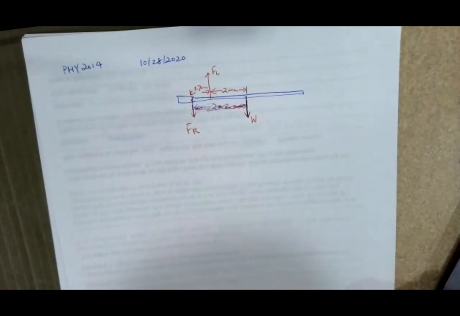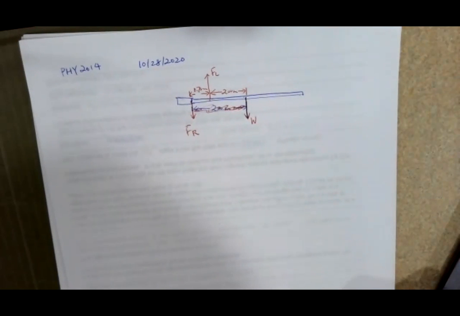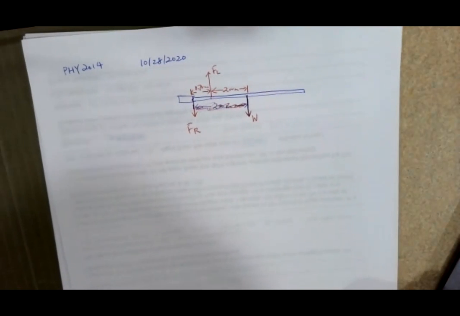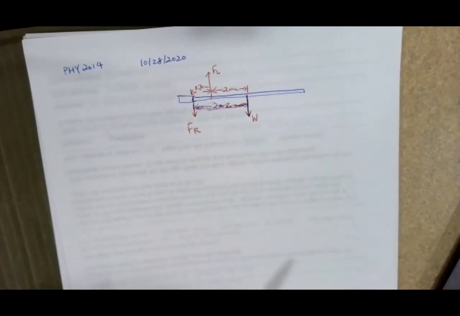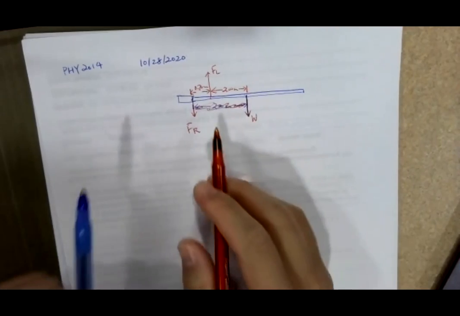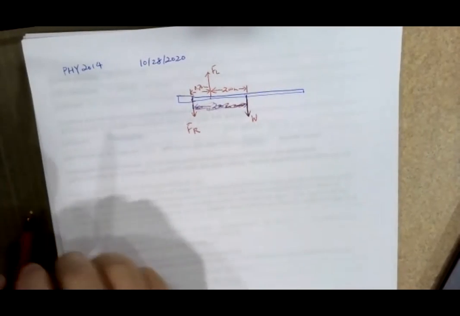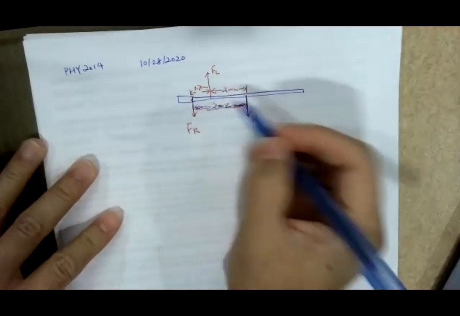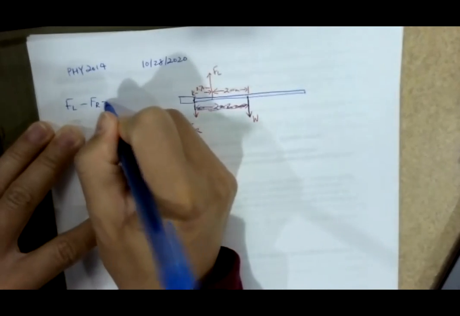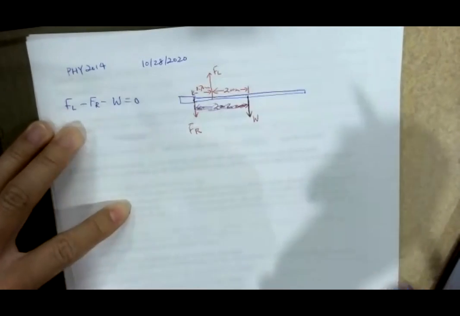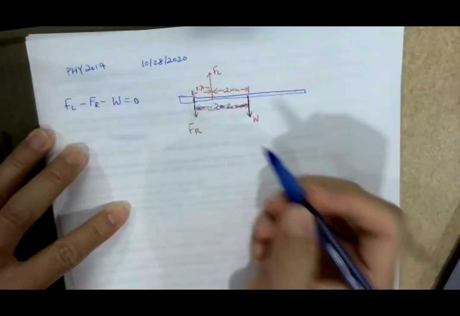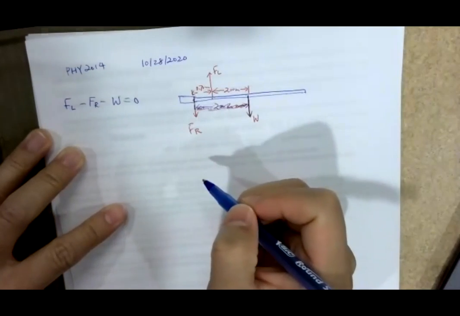All right, so let's take a look here. There are 3 forces over here, so you can apply net force equal to 0. They are all in the y direction, right? So this is the positive force, FL. These two are negative: minus FR minus W. That should equal 0. So this is net force equal to 0. Net torque should also equal 0.